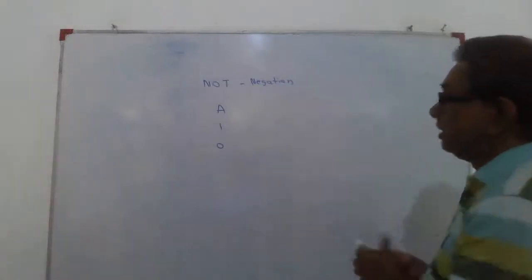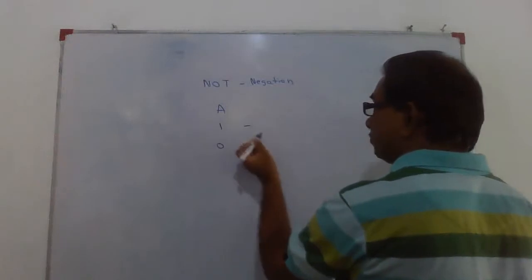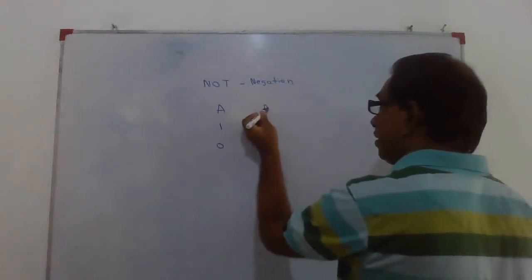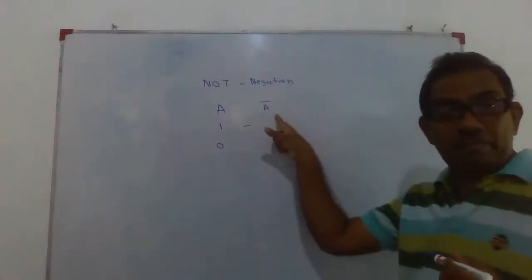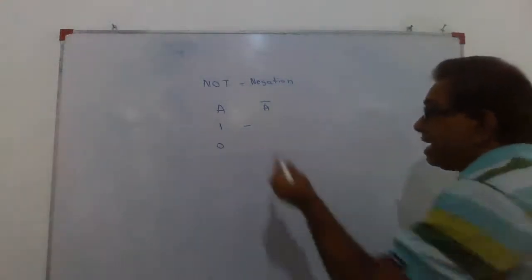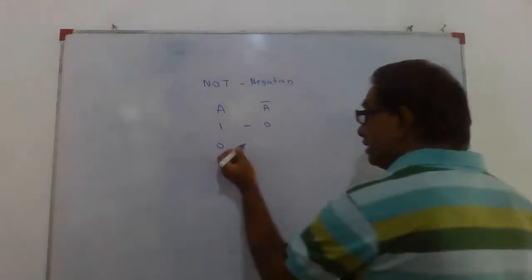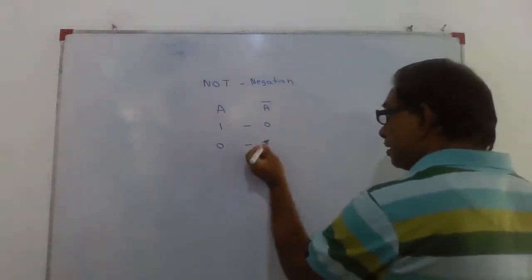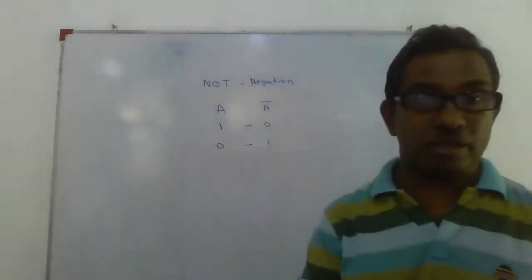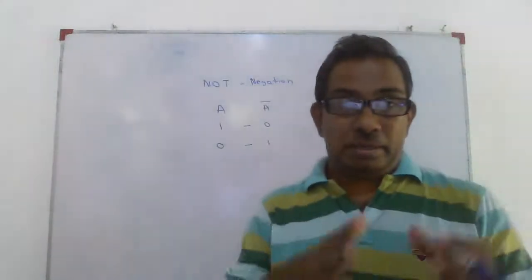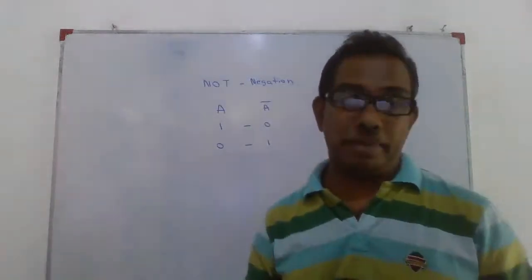So what is the negation? If we have A as 1, the negation is called NOT A or A bar. We call it A bar. So if A is 1, A bar will become 0. If A is 0, what may happen to A bar? It is 1. So that is negation. I think you have taken that point. That is the NOT operator in Boolean mathematics.